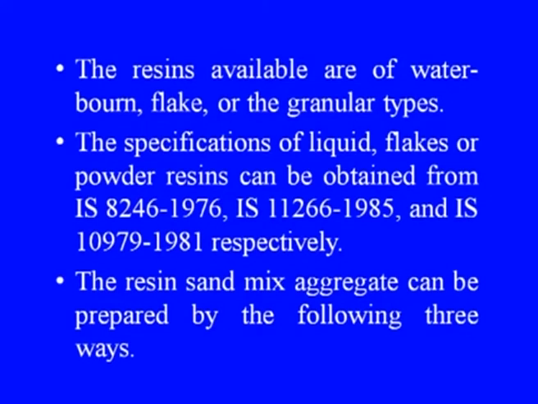The resin sand mix aggregate can be prepared by the following three ways. Number 1, warm coating process. In this process, different sand formulation, which is a liquid solvent solution, is used and curing takes place at around 80 degrees centigrade. The process is simpler than hot coating, but the quantity of resin consumed is larger.